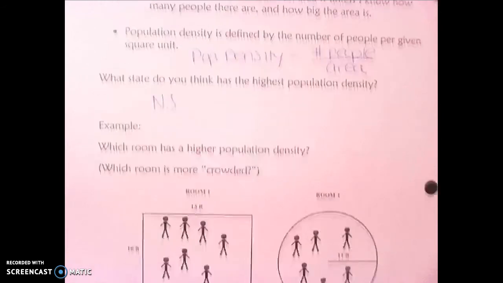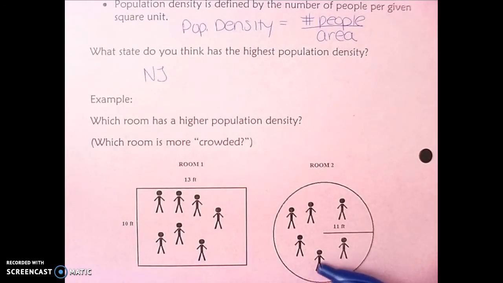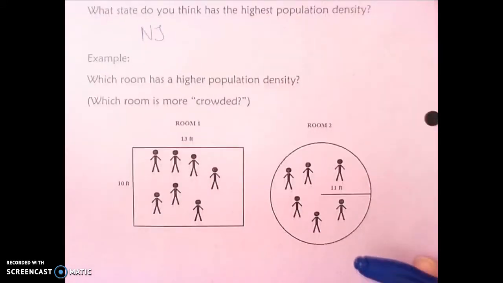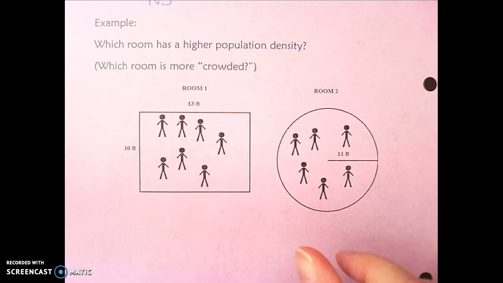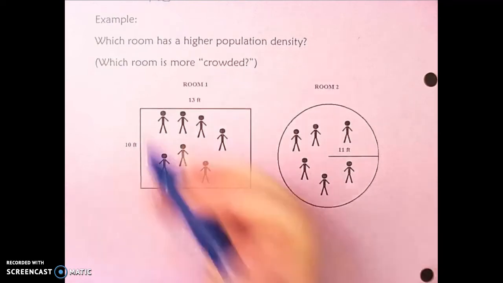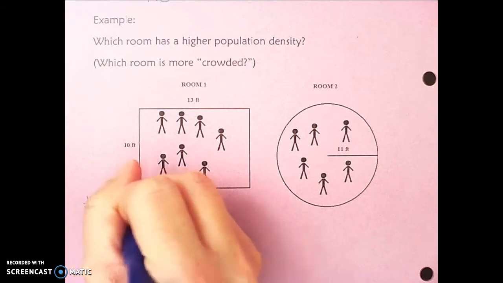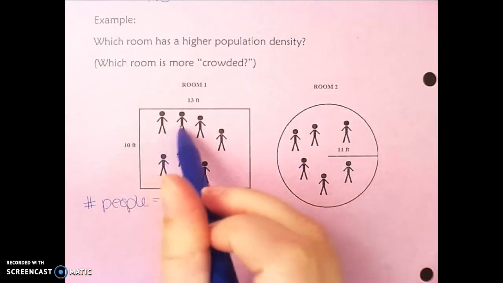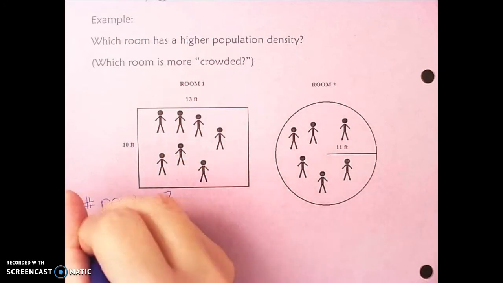All right, so let's look at an example together. This question asks us which room has a higher population density, or in other words, which room is more crowded. So again, in order to know that, we need to know how many people are in the room and the area of the room. So for the first one, the number of people is equal to 1, 2, 3, 4, 5, 6, 7. And then we have to find the area of the room.